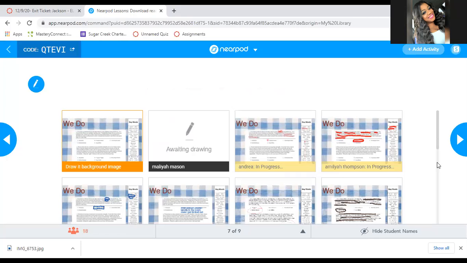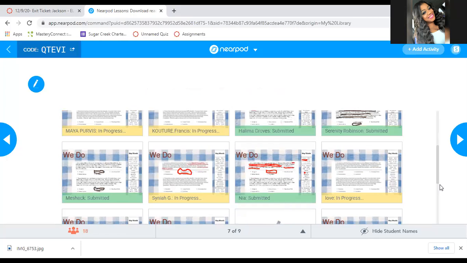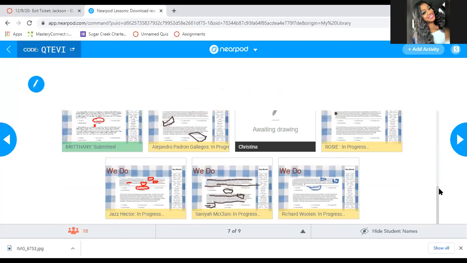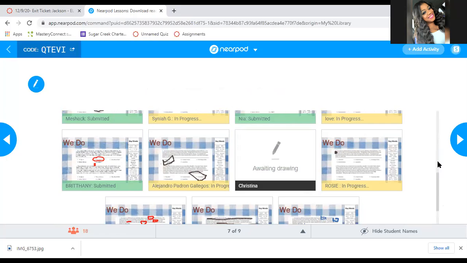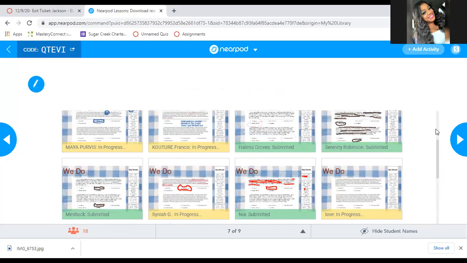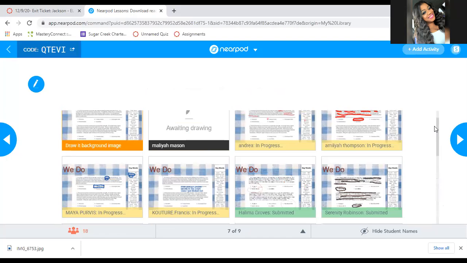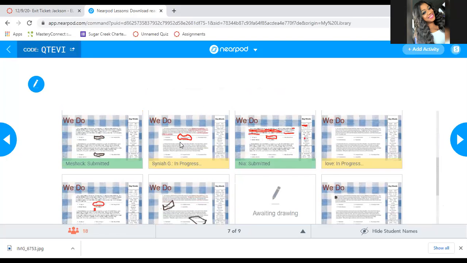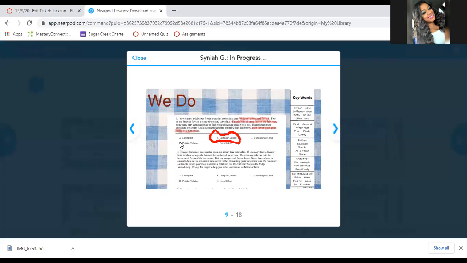Sanaya G, since you raised your hand, since you wrote in the chat me, I'm going to pull up your paper. Thank you for sharing out, Amelia. Thank you for sharing out, Andrea. I'm going to pick on Sanaya. Sanaya, which words did you have that were different than just different? So I know you have different, but did you find any other keywords in the text?